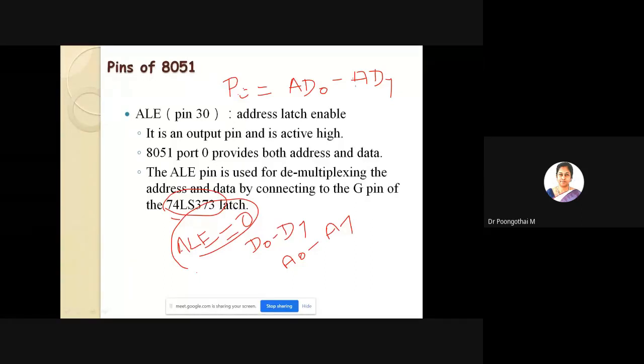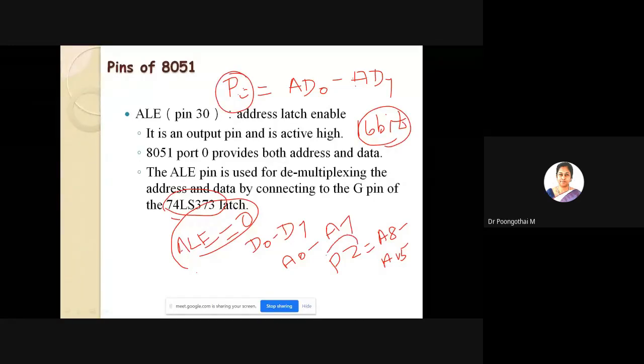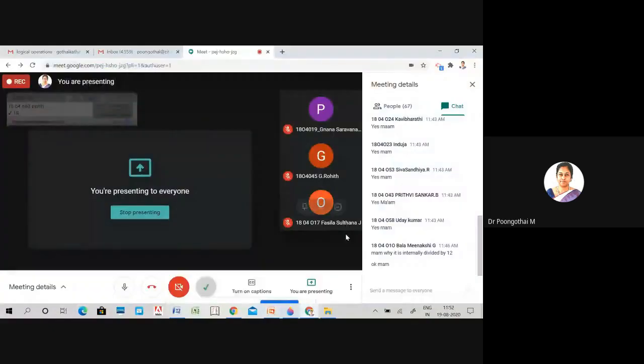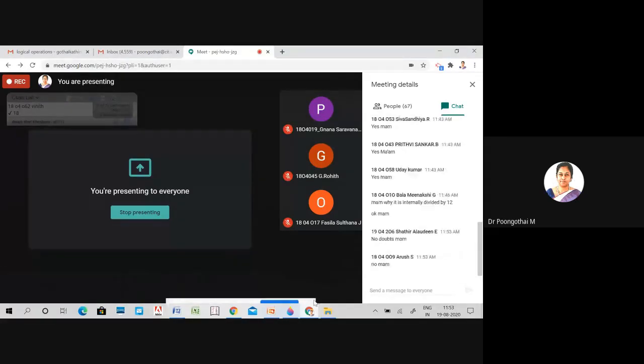Suppose when external memory is connected, your P2 acts as the higher order address bus, that is A8 to A15. Since your 8051 address bus size is 16-bit, 8 bits will be held by P0, and the remaining 8 bits will be held by P2. Is it clear? Any doubts? No doubts, okay.